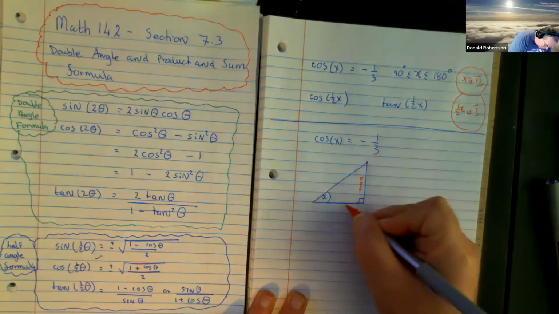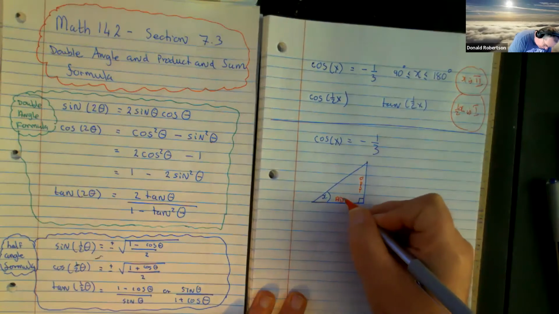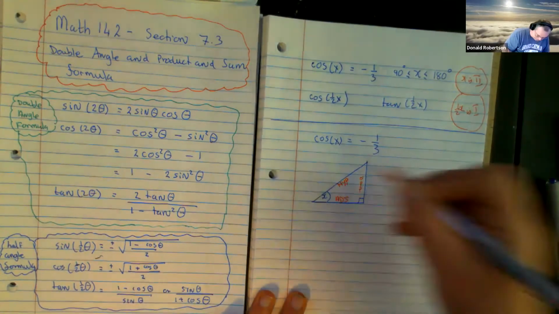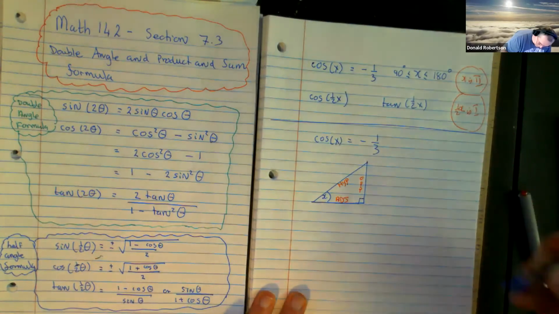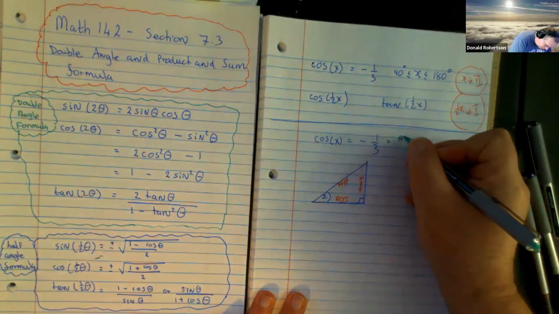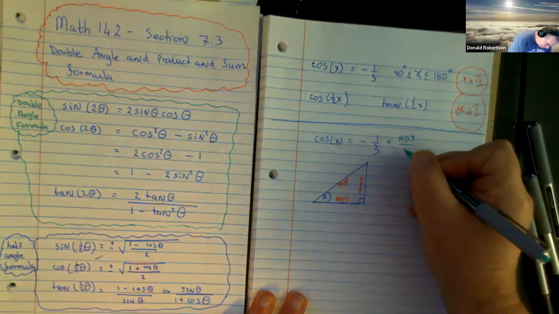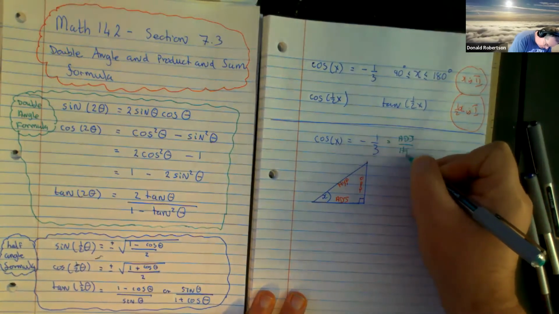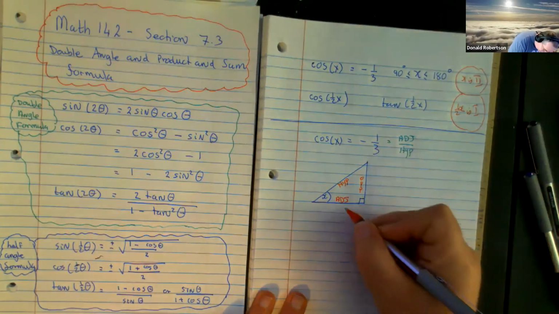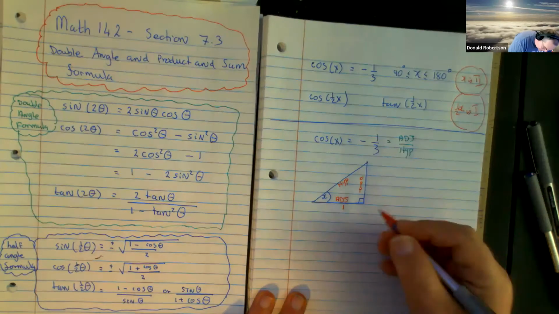This side is the opposite. This one is the adjacent. And this one is the hypotenuse. And in a cosine, according to SOHCAHTOA, the cosine is the adjacent over the hypotenuse. So that's going to be a 1 and a 3.